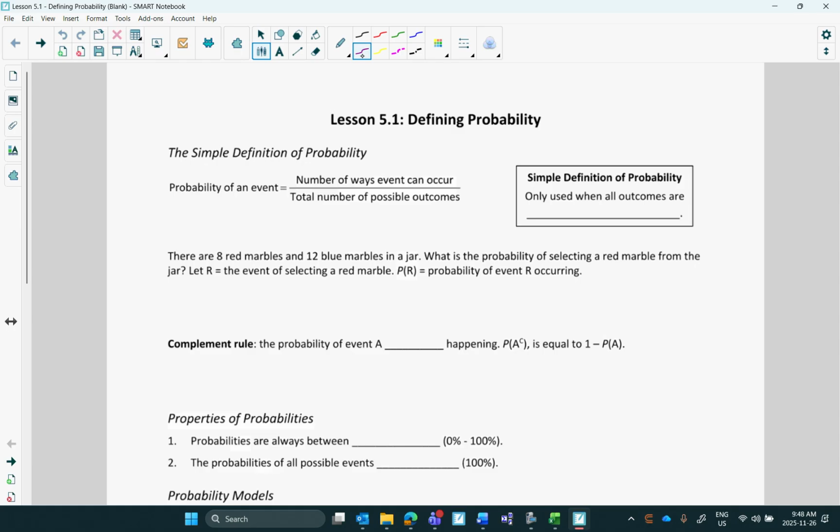Like if I flip a coin, what's the probability that I flip heads? 50%, 1/2, 0.5, they all mean the same thing. If I roll a 6-sided die, numbers 1 to 6, what's the probability that I roll 3 or less? What's the probability that I roll more than 5?